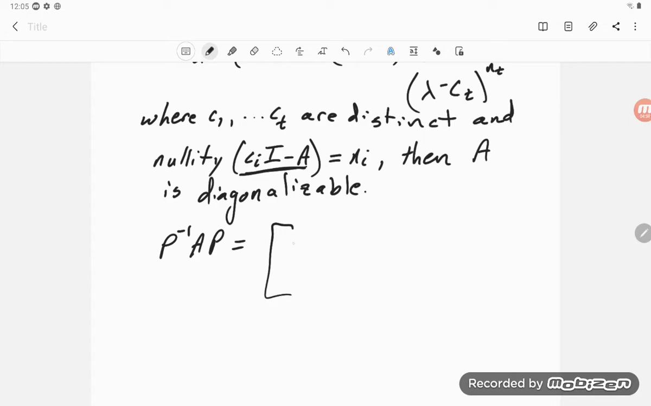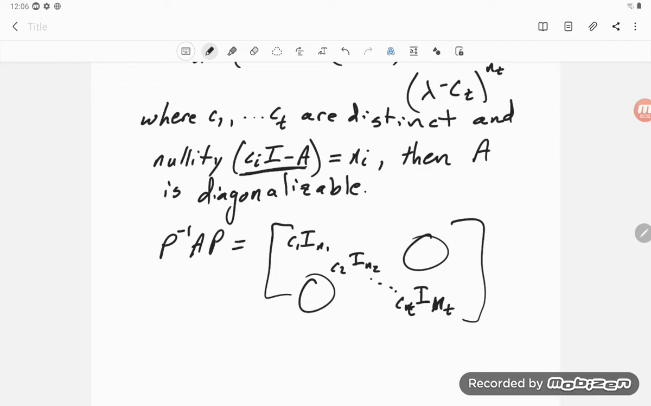So we would get C1 times I, and here it really does matter that I put a subscript on there, Ni. So this is C1 times I sub N1. This is an N1 by N1 identity, and then a C2 I sub N2, and so forth down to CT I sub NT. And this stuff would all be zeros out here.